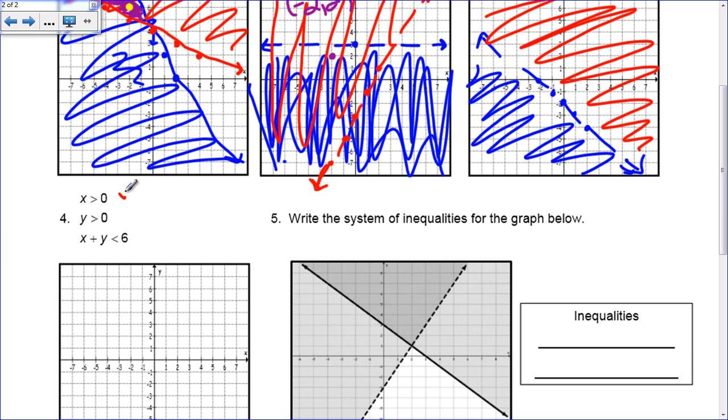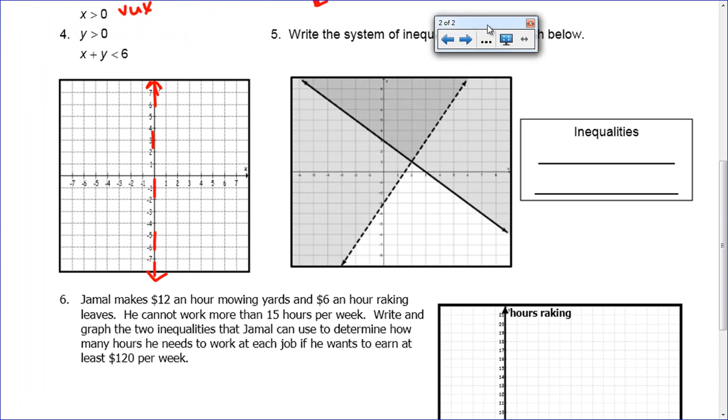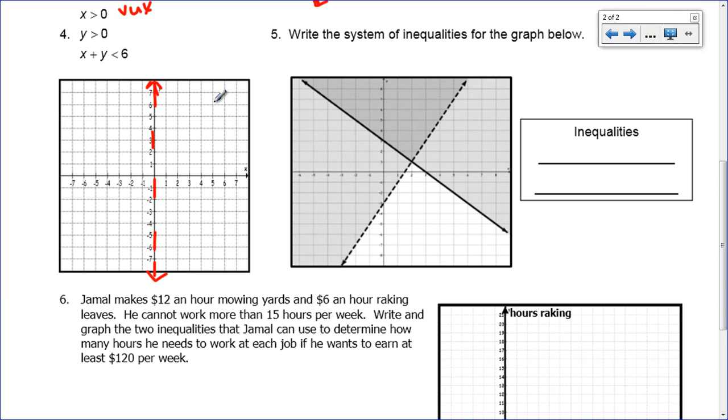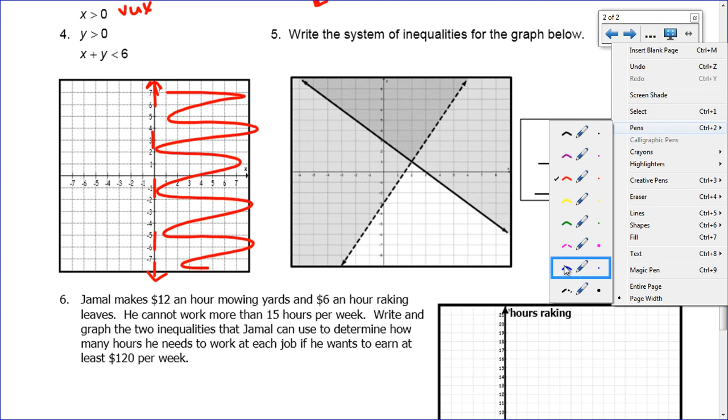X is greater than 0. Well, this is a vertical line. If x equals 0, well, x is 0 right here, so it's a vertical line where x equals 0, which happens to be your y-axis. But it's a dotted line down your y-axis because your symbol is not underlined. And because it says x is greater than 0, then I have to shade everything greater than that, which is everything over here. And then I have to do the next one.